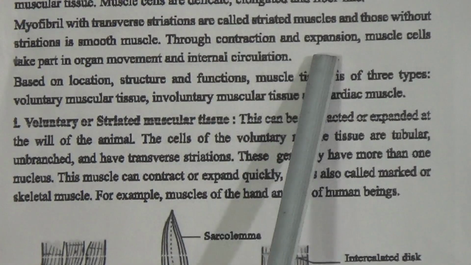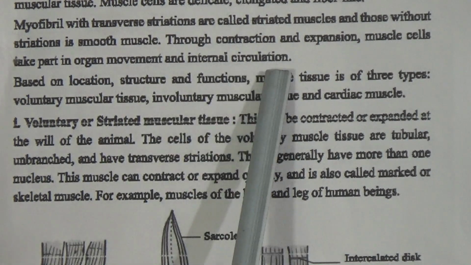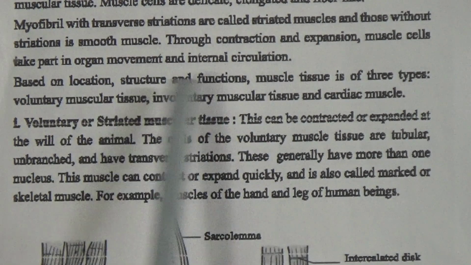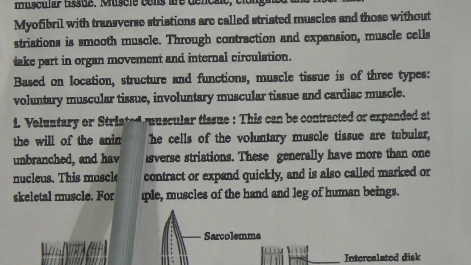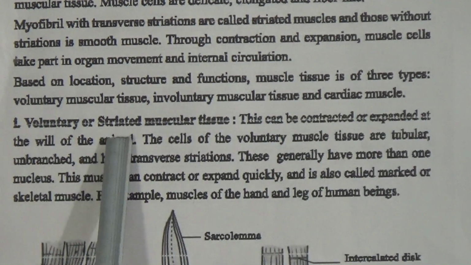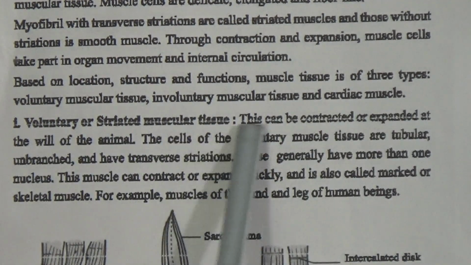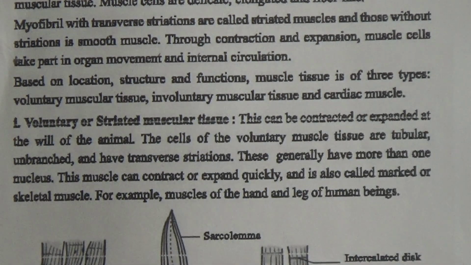Through contraction and expansion, muscle cells take part in organ movement and internal circulation. Based on location, structure and function, muscle tissue is of 3 types: voluntary muscle tissue, involuntary muscle tissue and cardiac muscle. Now, voluntary or striated muscular tissue. These can be contracted or expanded at the will of the animal. Voluntary or striated muscular tissue contracts and expands according to the animal's will or wish.